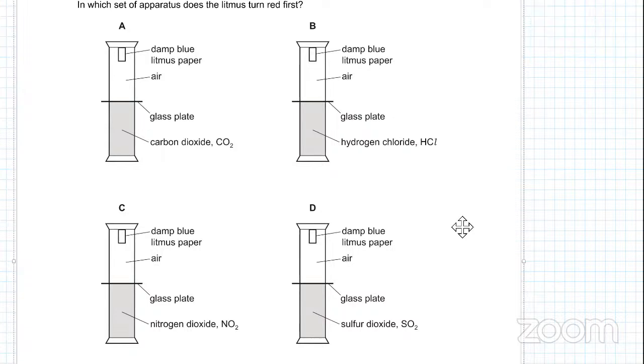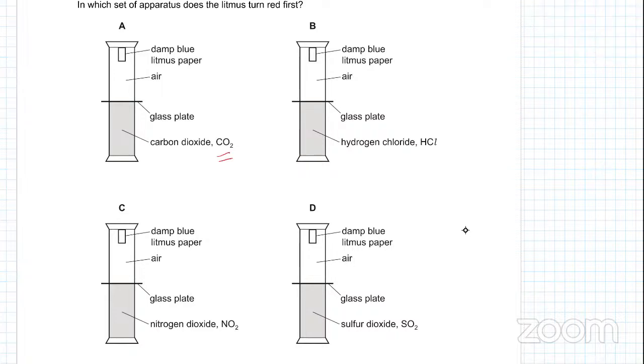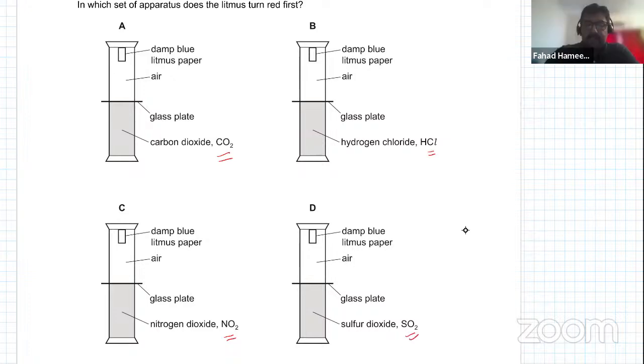Because, I mean, they're all acidic. Non-metal oxides are all acidic. Sulfur dioxide is acidic. HCl is also acidic. So this forms sulfurous acid, this forms nitric acid, this forms carbonic acid. So they're all acidic, and in all of them the litmus paper would turn red. Like in first, which one would turn red first?